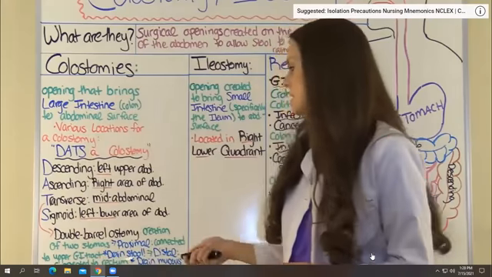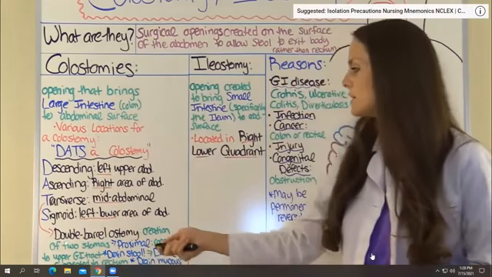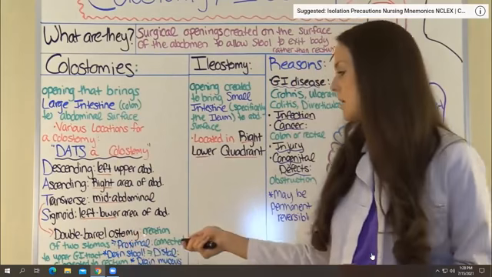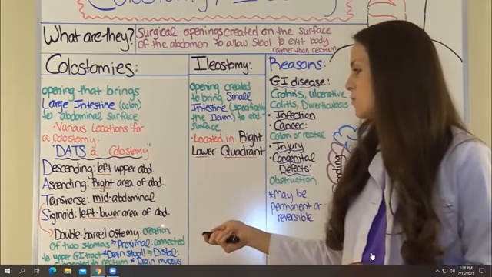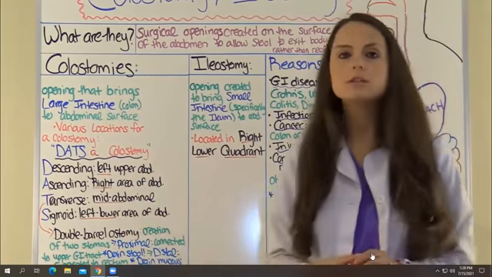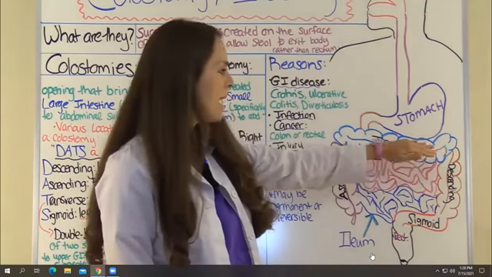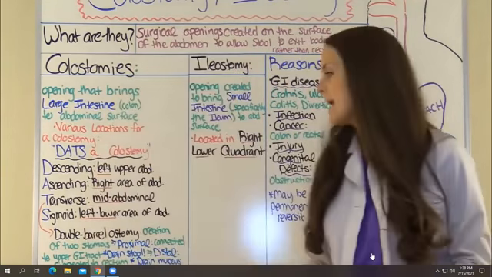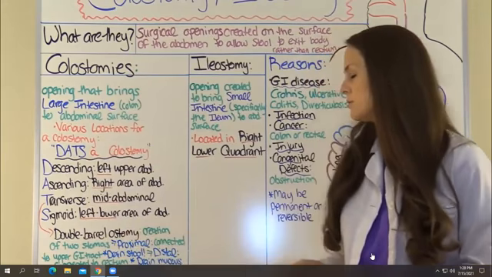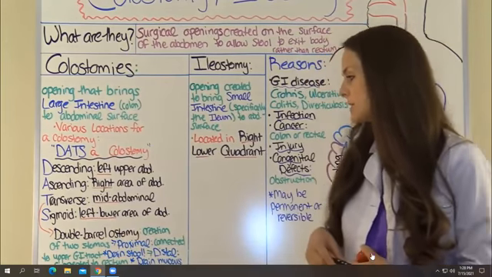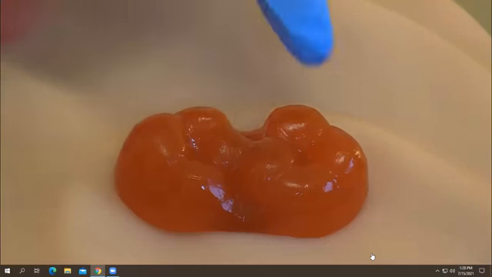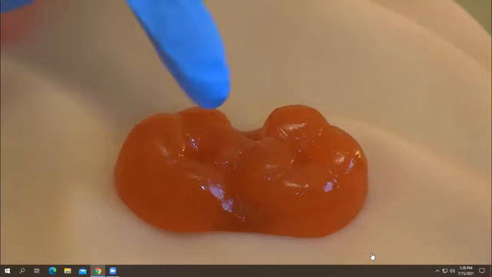Now let me discuss this real fast with you. It's called a double barrel ostomy, and it's part of the transverse colon, so you would find one about up in this region, and it is the creation of two stomas. And let me show you what one looks like. As you can see here, we have two stomas, and the stomas are nice and red, they're moist, they're shiny, which is how we want them to look.